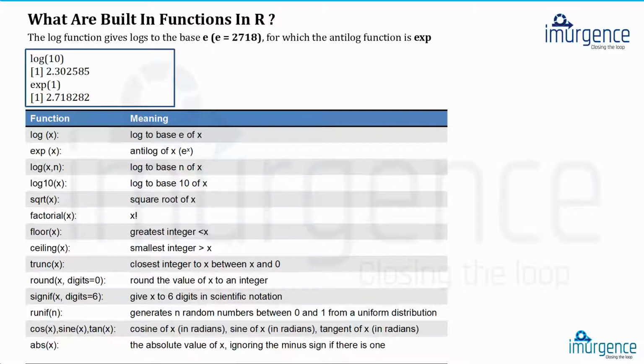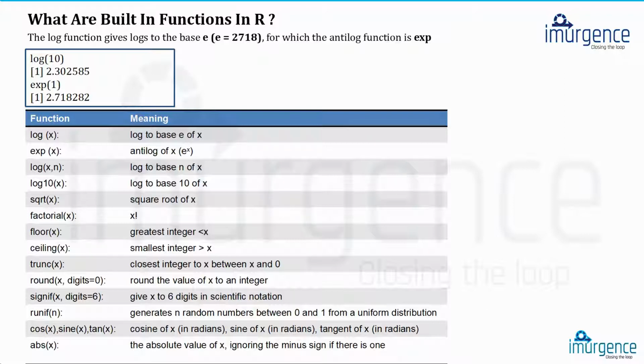Now a couple of other functions. So log x does log to the base e of x, that's a natural logarithm. Exp of x says antilog of x, that is the exponent, so it's e raised to x. Log of x, the function log with the first parameter x and the second parameter n, wherein you are saying what is the base. So if you want the base to be 2, you will say the base is 2. If you want the base to be 10, you will pass that as 10. You similarly have log10 of x, which says log to the base 10 of x.